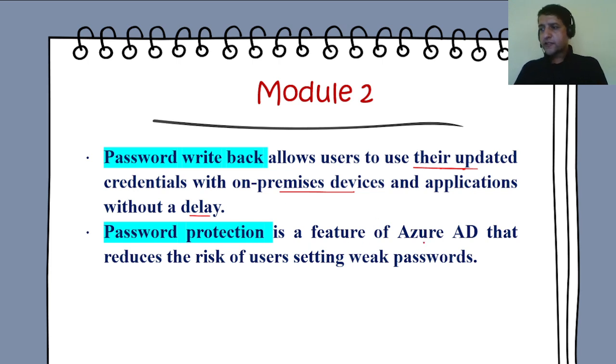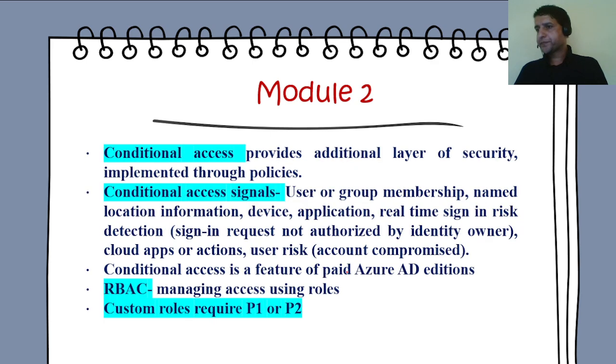And password protection is a feature of Azure AD that reduces the risk of users setting weak passwords. So this is very important. There was a question based on this also, what is password protection. It will prevent users from setting up weak passwords. A weak password is going to be compared with a dictionary or a globally banned password list or customized banned password list.